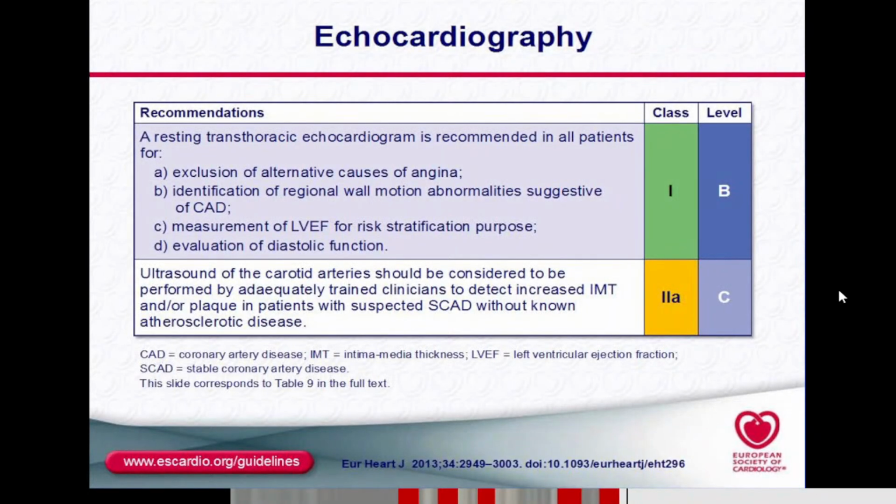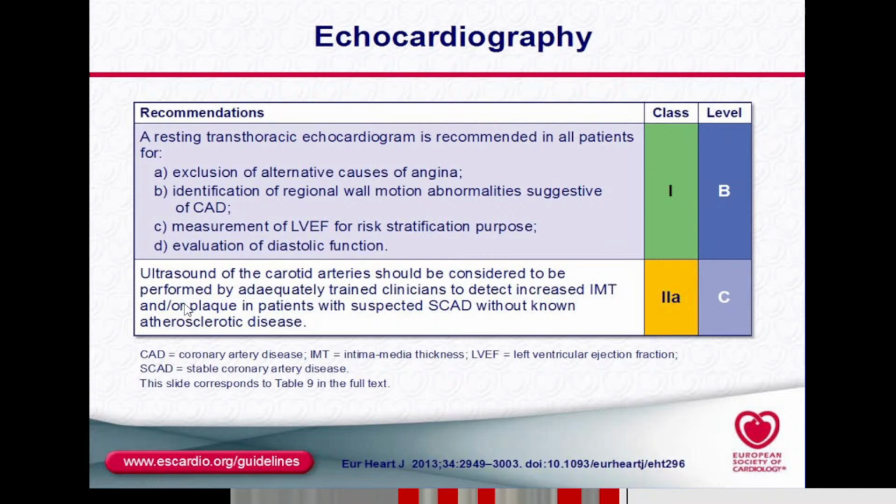Echocardiography. Class 1, level of evidence B. It is recommended in all patients to exclude alternative causes of angina, to identify regional wall motion abnormalities suggestive of coronary artery disease, to evaluate left ventricular ejection fraction for risk stratification purposes, and to evaluate diastolic dysfunction.